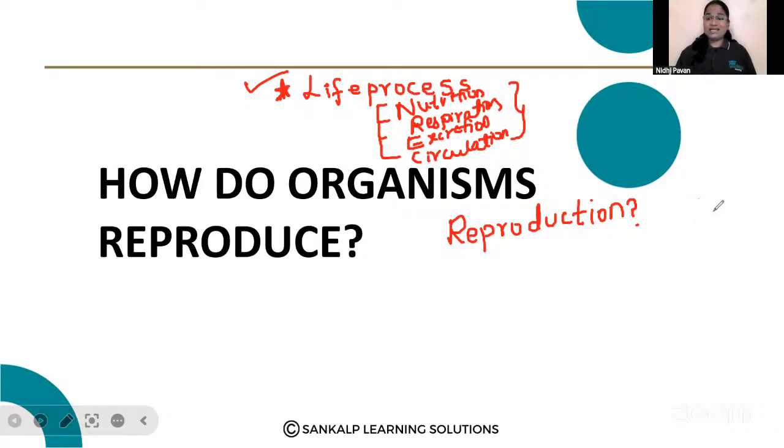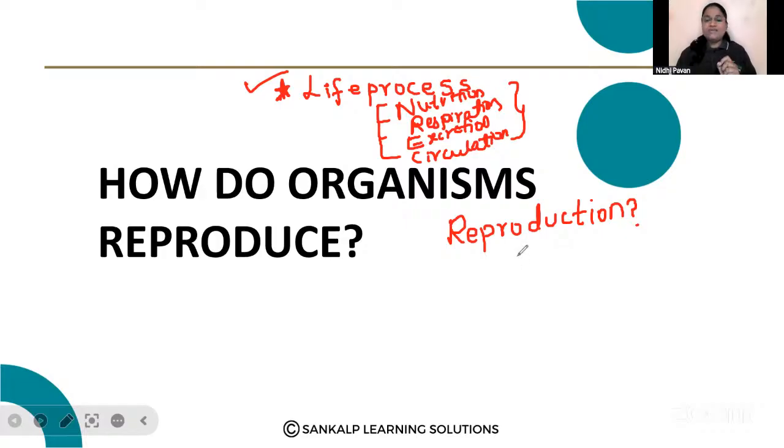Dhruva answered it correctly. Without reproduction also, a living organism can lead its life. Reproduction is not a compulsory process for survival. If any organism does not reproduce, it will not die. But if an organism cannot get nutrition, cannot respire, cannot excrete, then it may die. It may not live. That is why these are considered life processes.